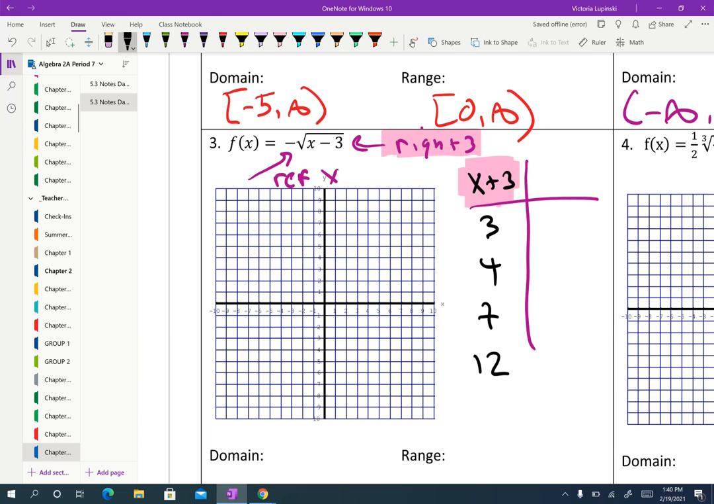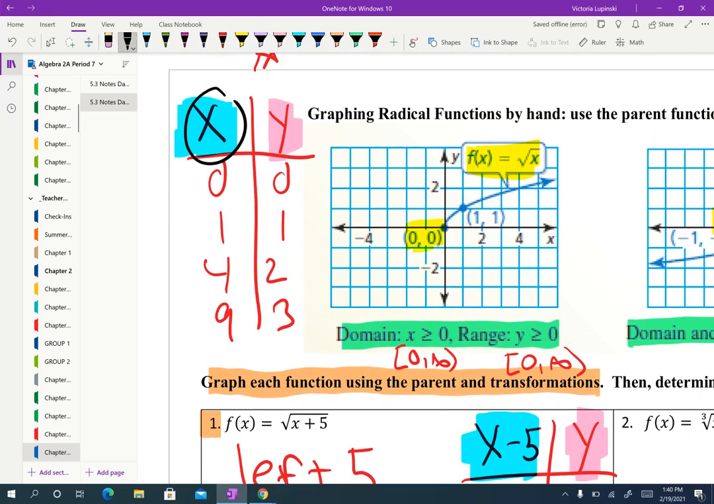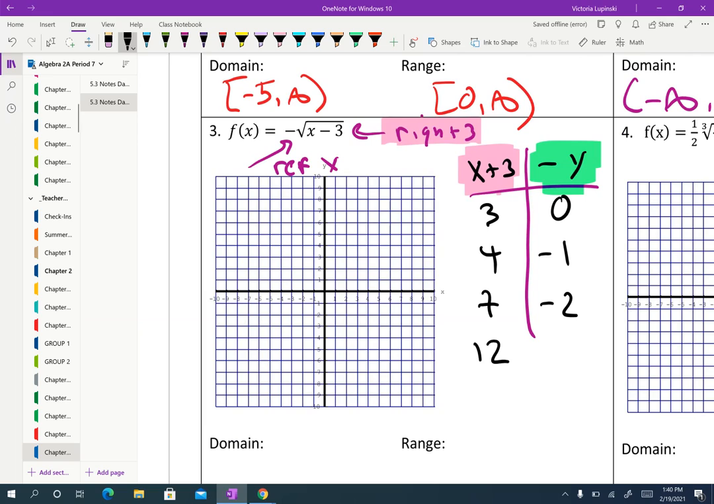If you're reflecting something over the x-axis, you're changing its sign. If it's positive, it becomes negative, and if it's negative, it becomes positive. So how do you change the sign? Well, whatever the y value is, you're going to make it negative. So here in the green column, you're going to go back to your original table, take anything from the y column, and switch the sign. So if you switch the sign of 0, still 0, -1, -2, and -3.